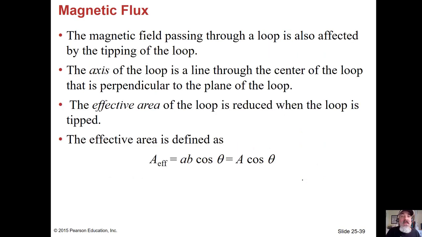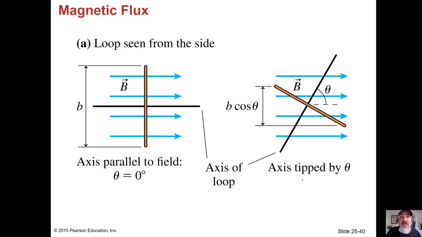Okay, so the magnetic field passing through a loop is also affected by tipping of the loop. So if you have a magnetic field going this way, here's a loop, that's where it's going all the way through, but if you have some angle, then you're not collecting it all. So there's an effective area. It turns out to be a cosine of theta, and theta is the angle between whatever is coming through it and the area. So the area vector is measured perpendicular to the plane of the loop.